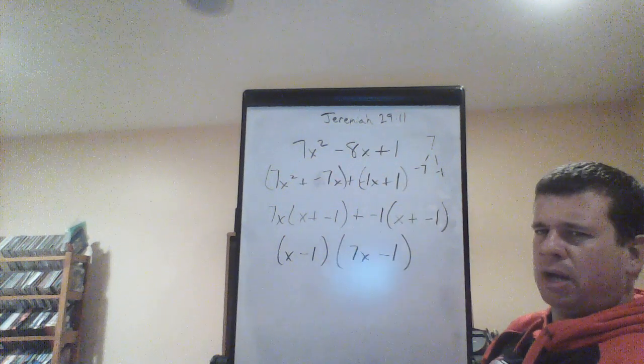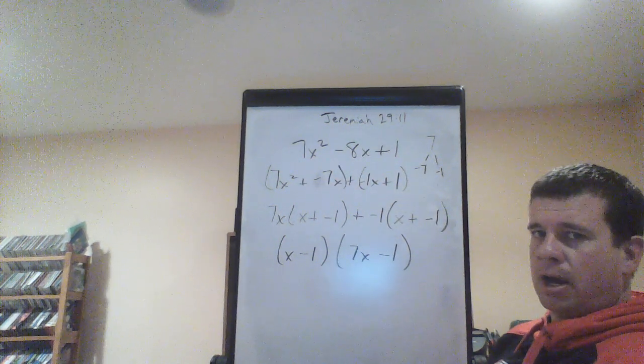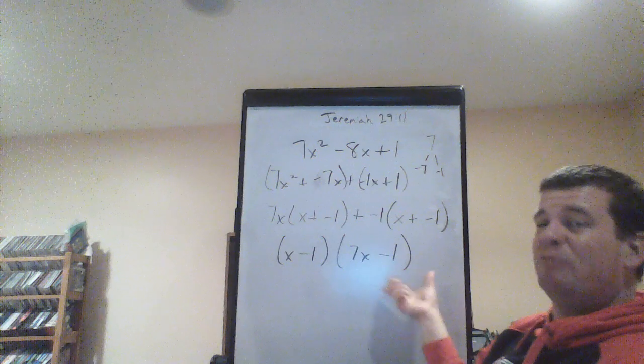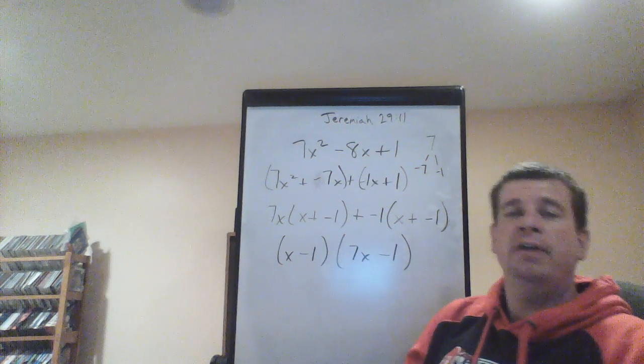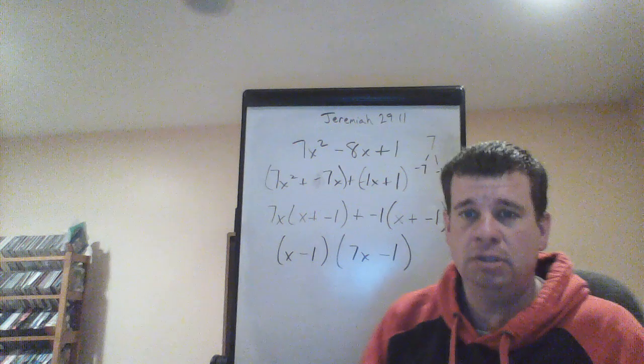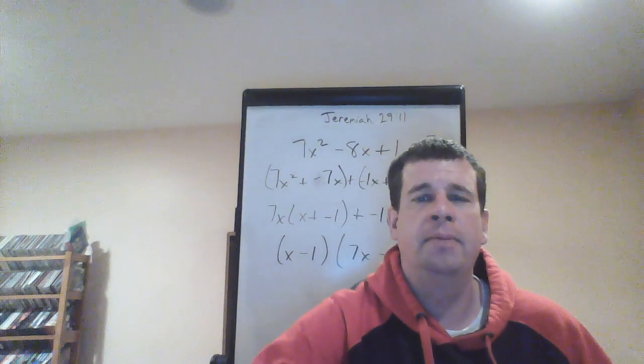All right, because that's what we're doing. We're undoing that double distributive property. All right, but in this case, we have now factored that expression. We've written it as a multiplication problem. So hopefully that helps. If you have any other questions, please let me know.